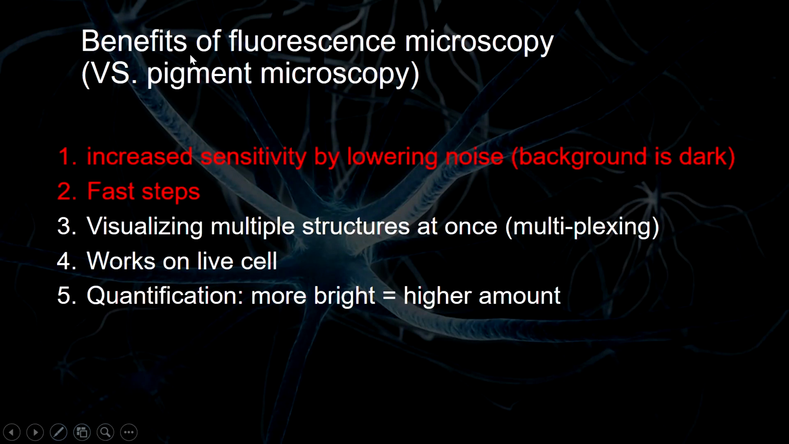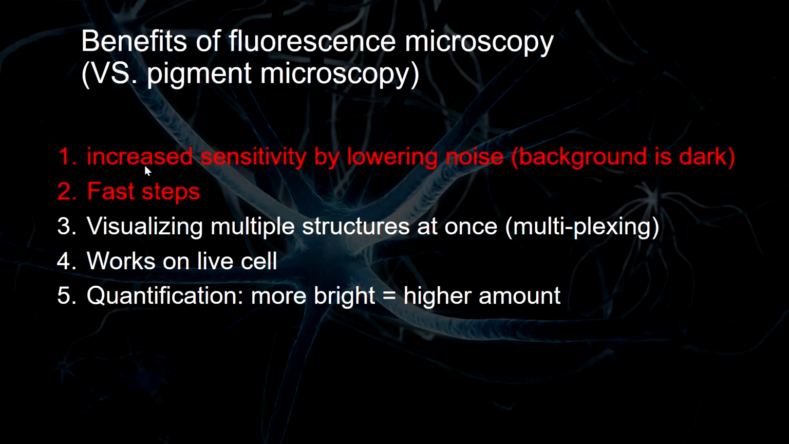Okay, let's talk about the benefits of using a fluorescent microscope. Other than using a fluorescent microscope, you can have a choice of using pigment to stain your sample and take a look at your sample under a light microscope. So using a fluorescent microscope, you will have the first two benefits. First one, you are going to have increased sensitivity because your noise is going to be low. And that is because in all fluorescent stainings, your background is black, it's dark. So there's almost no noise at all. That's how you increase your sensitivity.